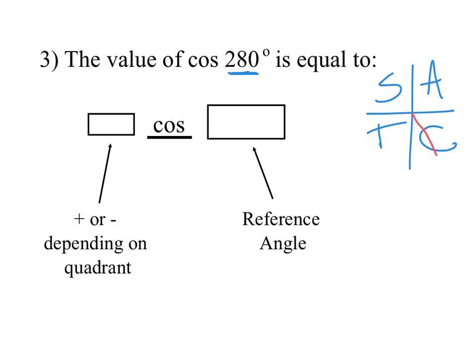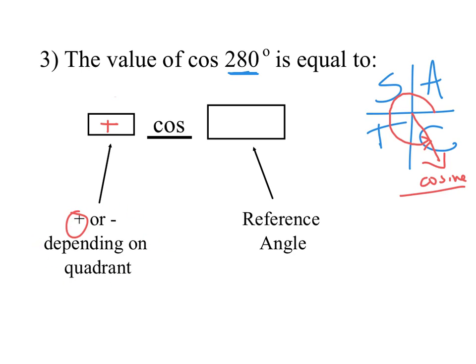So the cosine of 280, what quadrant are we in? This is 180, 270, so 280 is right here. We're in quadrant 4. Cosine is positive in quadrant 4, so I'm going to use a plus sign right here. This first box is for the quadrant. It's positive or negative depending on the quadrant.